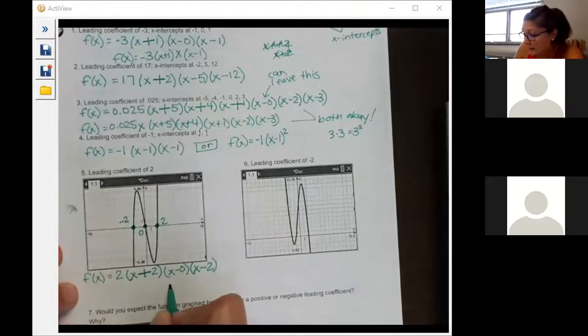If you were going through this and you just wrote x, that's fine. If you put your x right after the 2, that's also fine. They all mean the same thing. For this problem, I'm just going to leave that x minus 0.